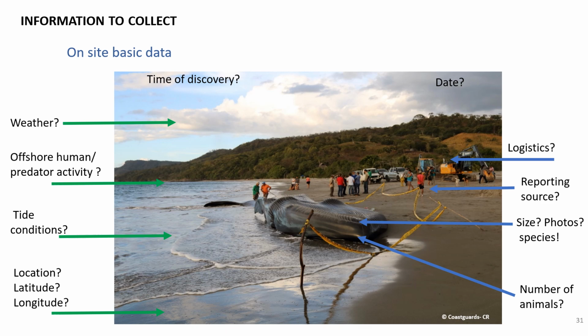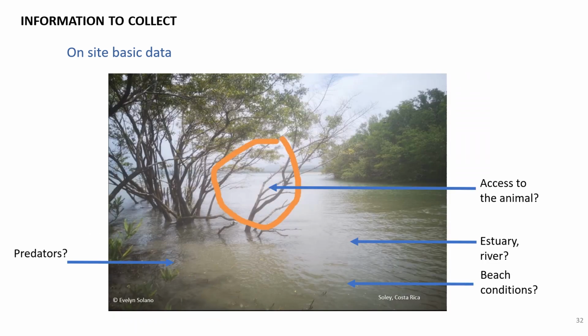And here is some basic information that we need to collect on site. The date of discovery of the animal, the time of discovery, how was the weather. Was there offshore human or predator activity? How were the tide conditions? Location, latitude, longitude. Is there logistics available? Who is the reporting source? What about the animal? The size? Are there photos? Do you know the species? And number of animals.